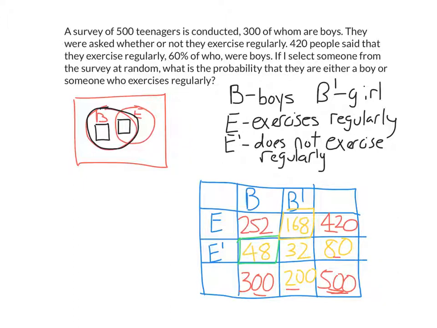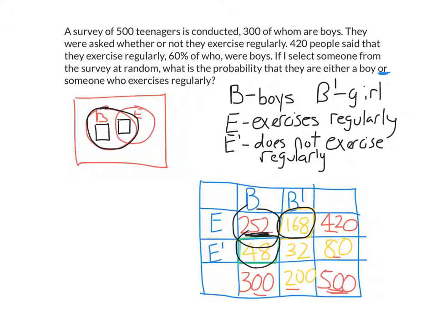So now let's answer the question. What's the probability they're either a boy or someone who exercises regularly? So remember that word or. Either a boy or someone who exercises regularly means they're a boy, someone who exercises regularly, or both. So looking at our two-way table, we need to include all the boys and all the people who exercise regularly, and we definitely include both. So we need to include all of these three cells.